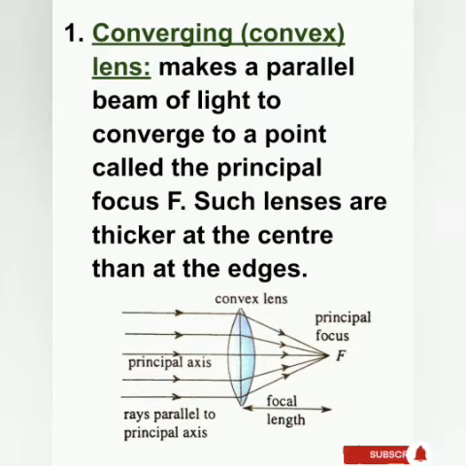You can see parallel rays incident on the lens converge at a point F, which is called the focal point. The distance between the center of the lens and F is called the focal length.